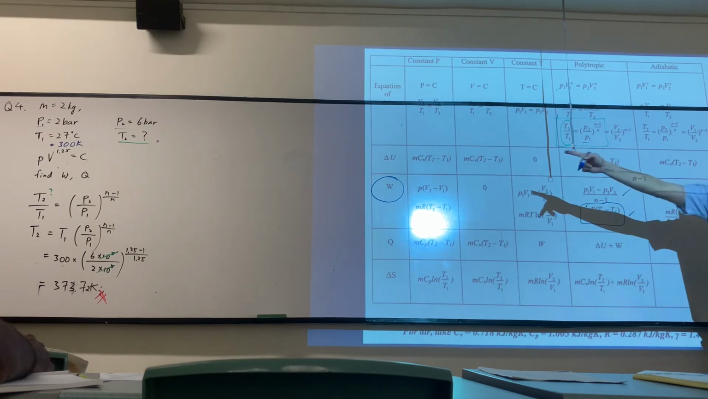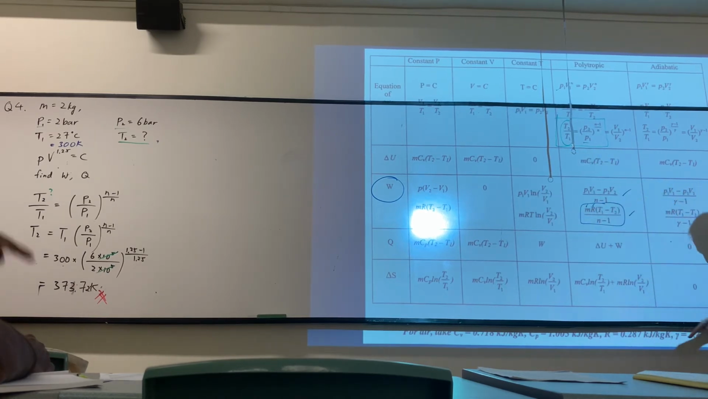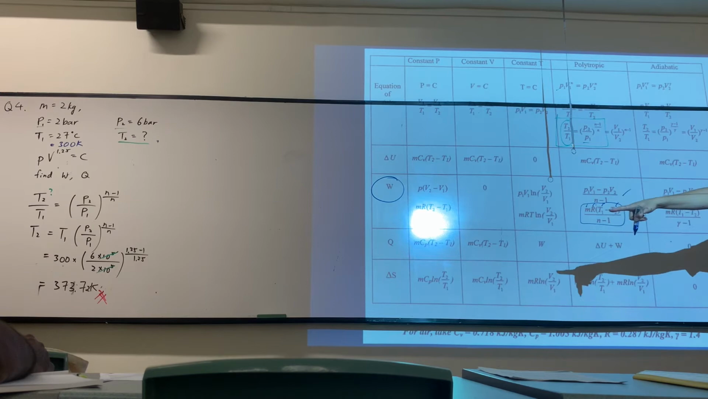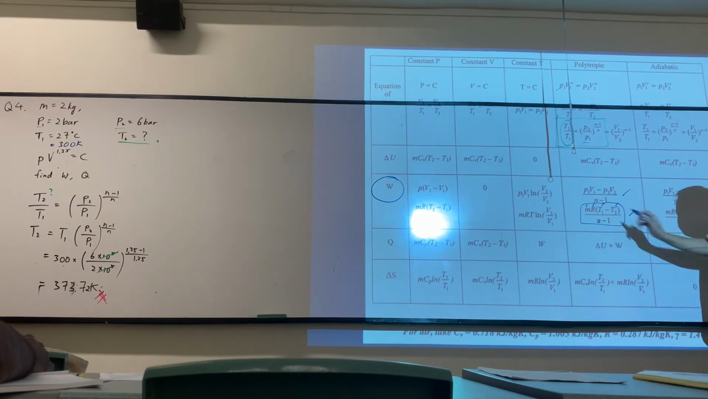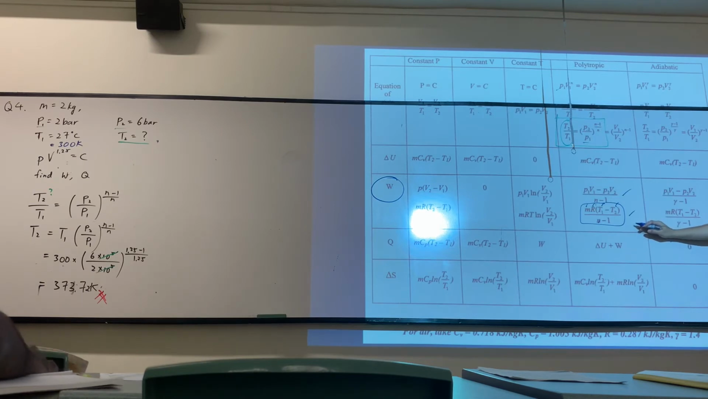Mass is 2 kilograms, given. So this one no issue. T1 I have, T2 just found. So everything I have. So this one is a good option. Good choice. If you choose this one, nothing wrong.